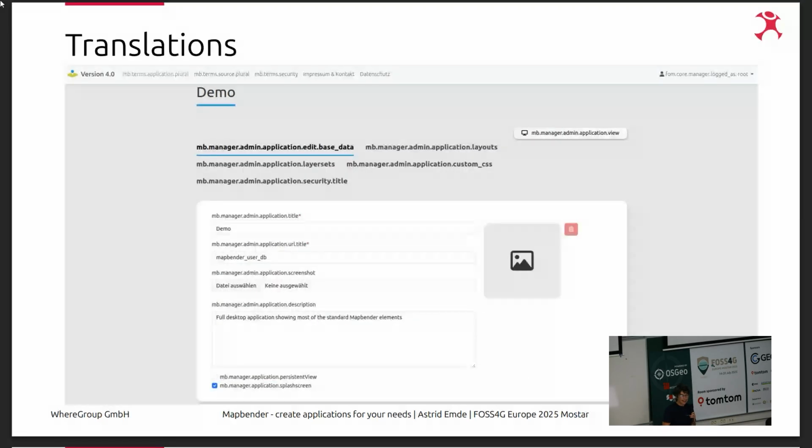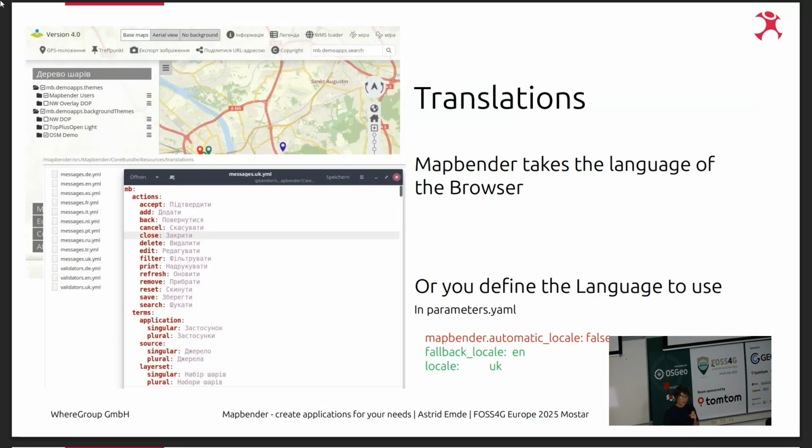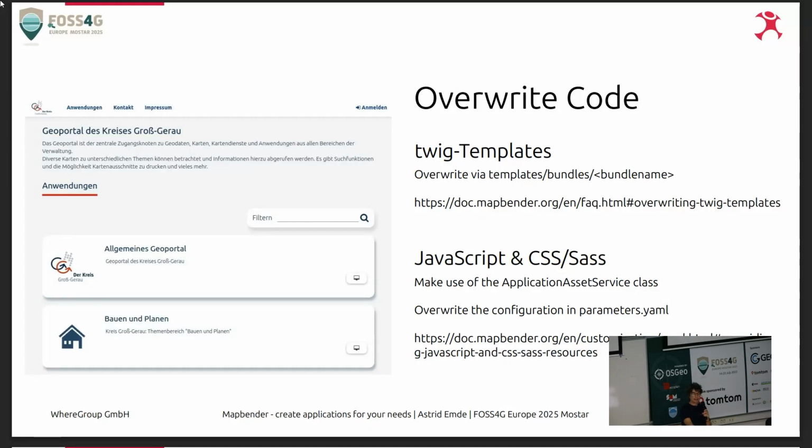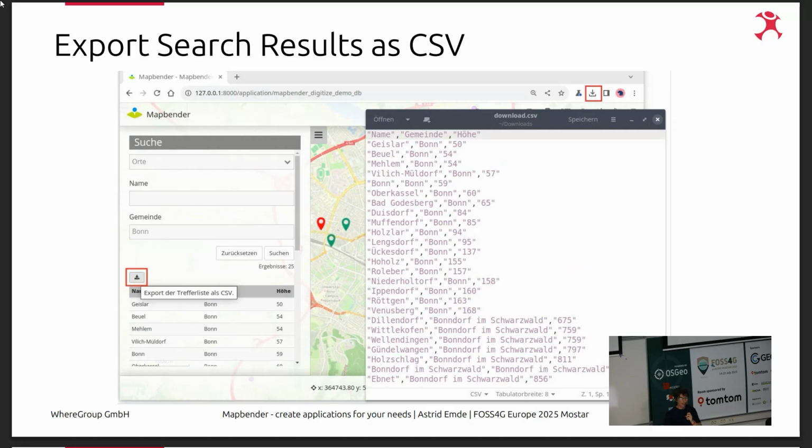You can provide translations. So every word in Mapbender is set via a parameter, and you only have to translate it to your language, and then you can provide this. Here, this is how it looks like. There are many YAML files with the translation, and this is how it works. And you could overwrite code. So in this case, you see there's this landing page, and at the top you see individual text from a customer. So you only have to overwrite the file, and then it will show up here. And also you could overwrite CSS.